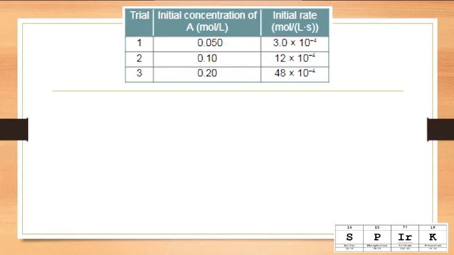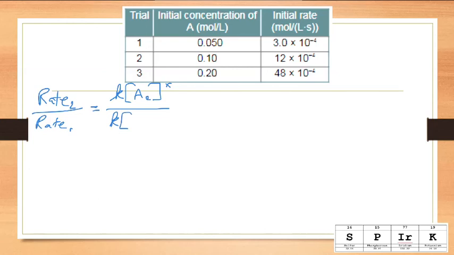So the first thing we're going to do is compare 2 of these trials. I'm going to start by writing rate 2 over rate 1. We know that the rate law for each of these is K times the concentration of A. Since this is for rate 2, it's going to be the concentration from 2 raised to the x power, and we're dividing that by the rate law for rate 1, so that's K times A1 to the x power.